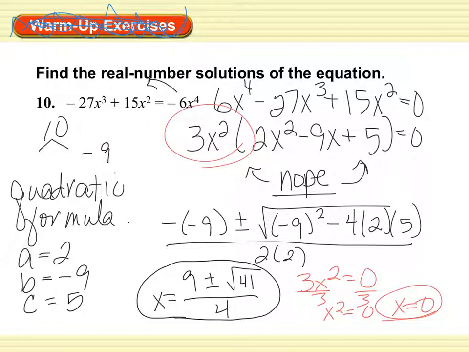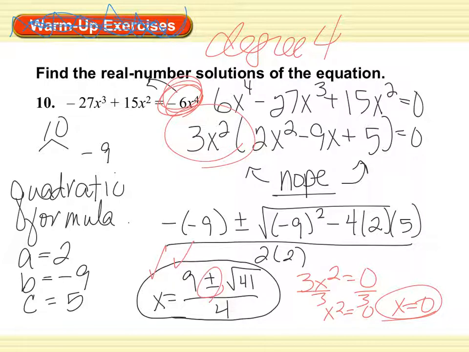So it looks like I need 4 solutions because my degree is 4. This one right here gives me 2 because I have plus and minus, so 1, 2, and this one right here counts as 2 because I had x squared equals 0, so that's 2 of them. All right, that one's a little tricky.